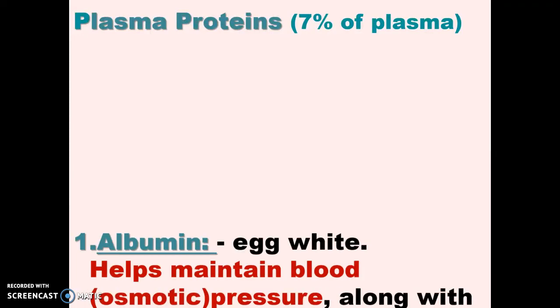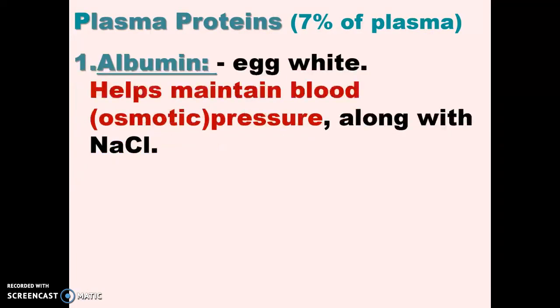Plasma proteins. Okay, now we're going to talk about these. Within the plasma, we have albumin, which is the same as egg white, the protein in chicken eggs. And that mainly helps maintain the osmotic pressure of the blood, along with sodium chloride. If you get a lot of sodium in your body, blood pressure goes up. So if you eat a lot of sodium chloride, table salt, your blood pressure is going to go up for a while till the kidneys decide to get rid of that extra sodium.